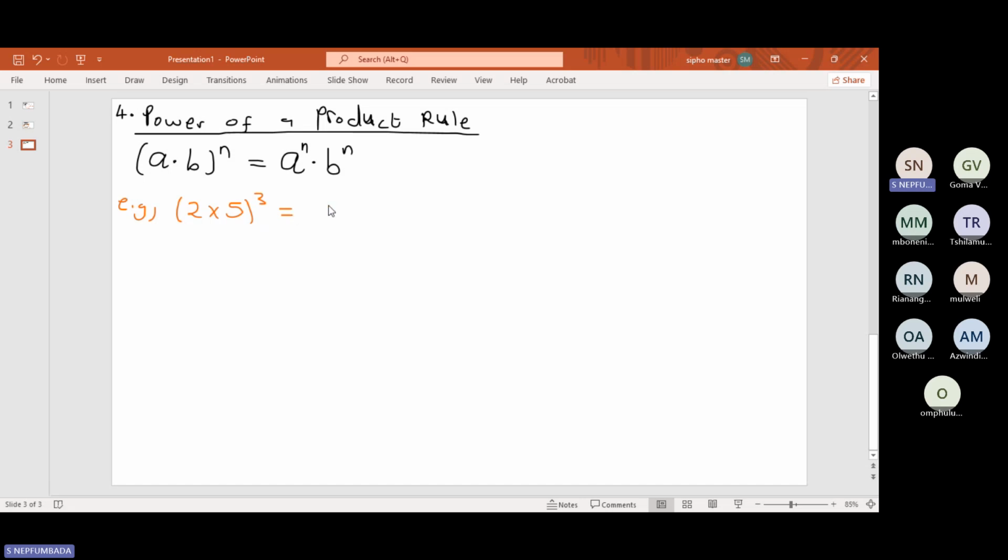Then this is going to be equal to what? That 2 is going to be raised to the power 3, then multiplied by 5 raised to the power 3. Are we good? Then this is nothing but 8 multiplied by 125. And when you press your calculator, what do we get?